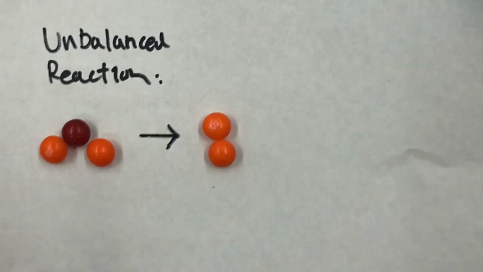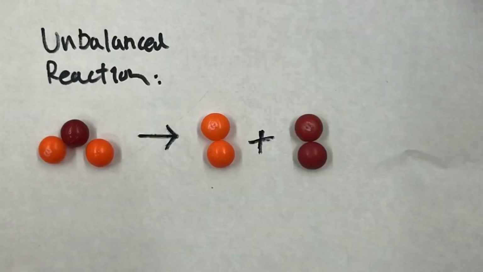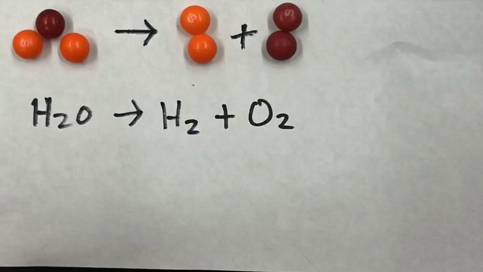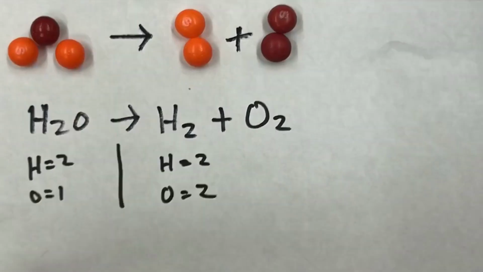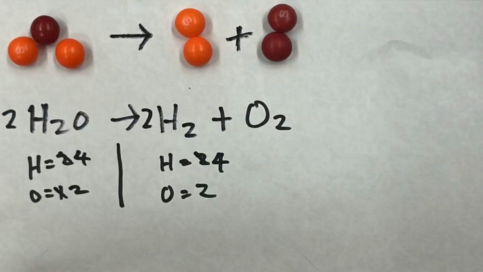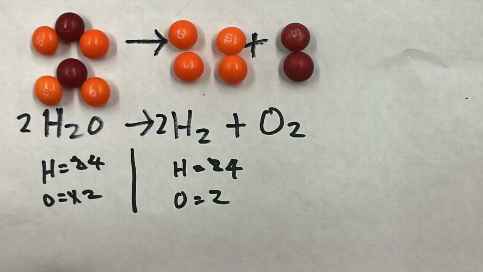This is the unbalanced equation, and it doesn't work since the reactant side only has 1 oxygen, while the product side has 2. Now the equation is balanced.